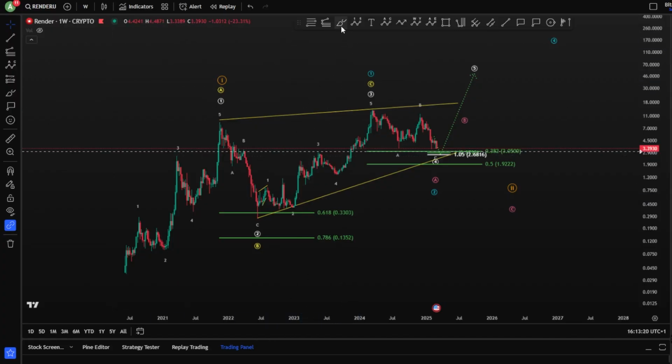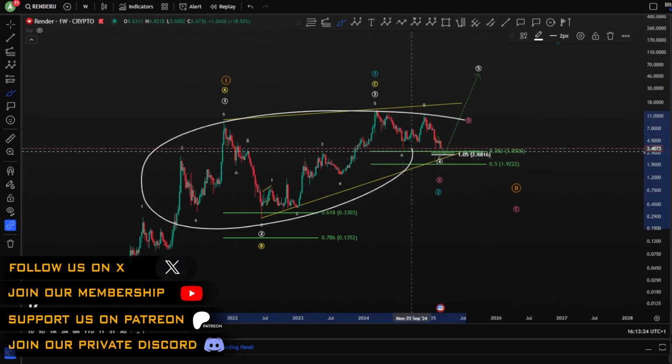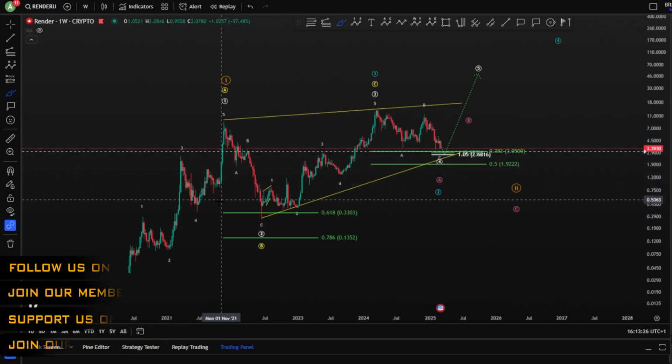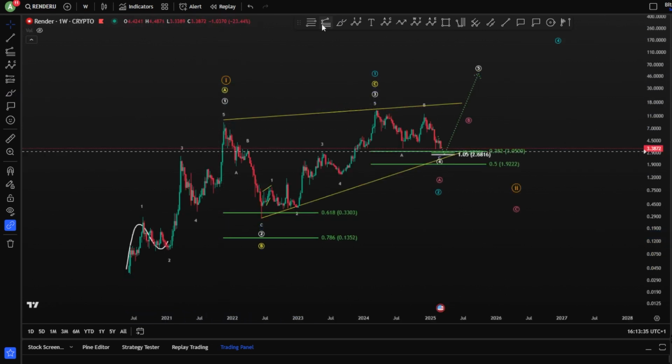Hello everyone, welcome to a new video for Render price prediction based on Elliott wave analysis, starting on the weekly chart here for the bullish and bearish scenarios. For Render, we are looking at an impulse 1, 2, 3, 4 and a 5 towards the upside, and of course finishing a wave A or a wave 1.